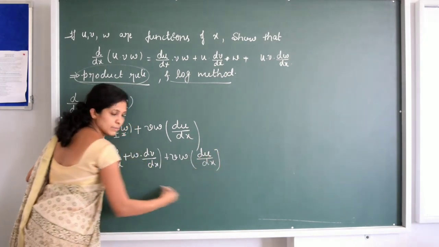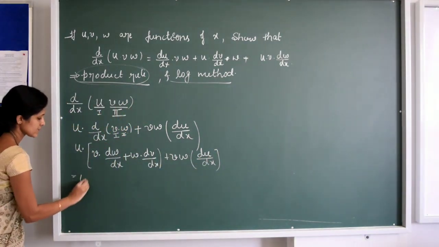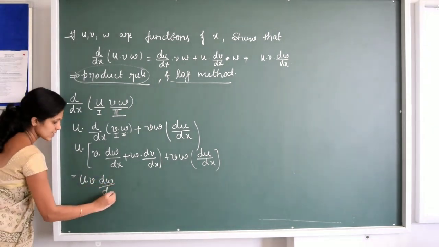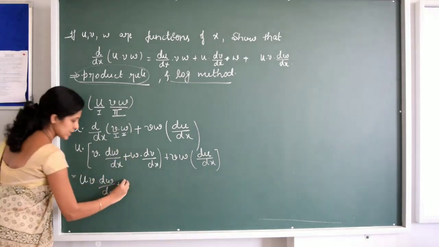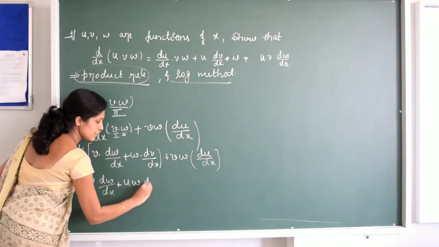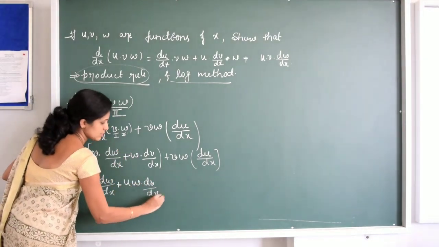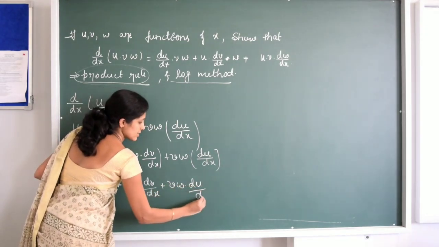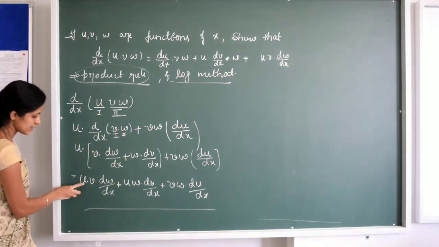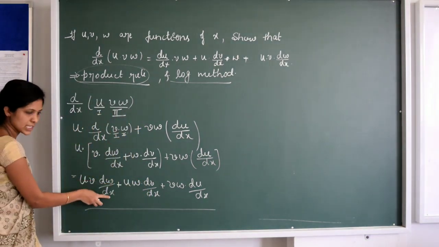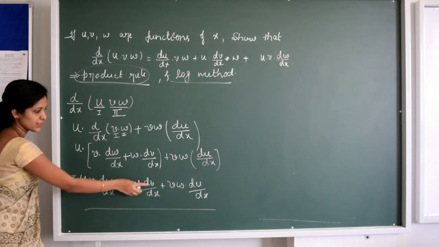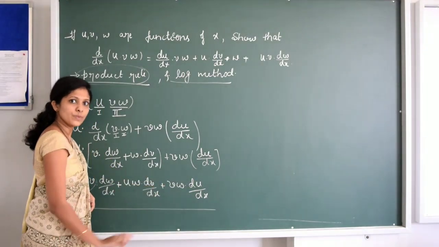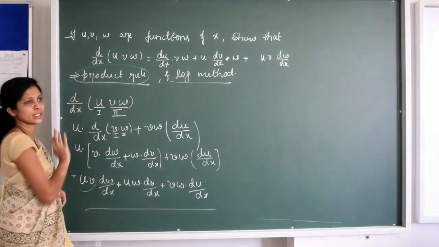Is it clear? Now we'll multiply this out. If you multiply, this is u into v into dw by dx plus u into w into dv by dx. The last one is as it is, that is v into w into du by dx. We proved this one, right? Here only we differentiated w with respect to x, u and v as they are. Here we differentiated v with respect to x and here we differentiated u with respect to x. This is the proof of this by using the product rule.